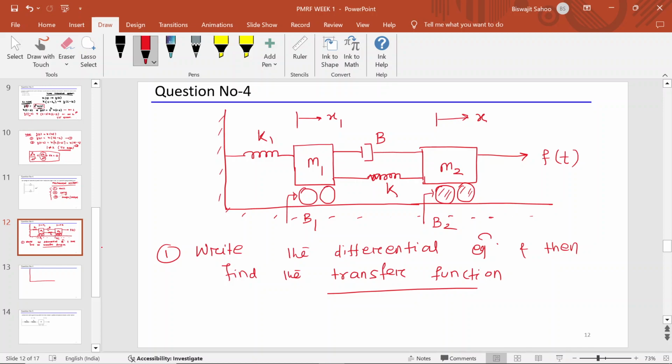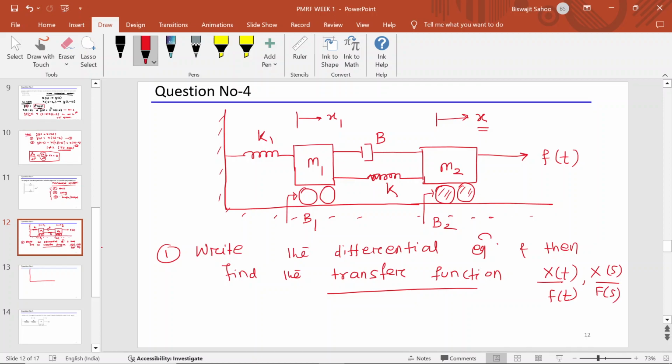What is your output here? You are applying some force, and from that force you are generating some displacement x. So this displacement is your output. So x divided by F, in terms of time, is x of t divided by F of t. This is the transfer function. In the Laplace domain, it will be X of s divided by F of s. This you need to find out.